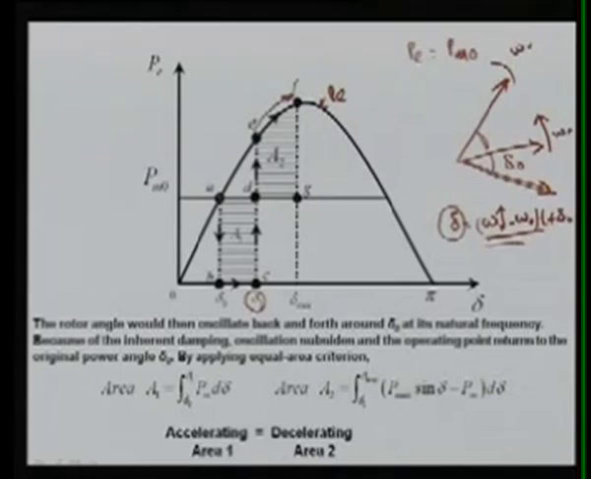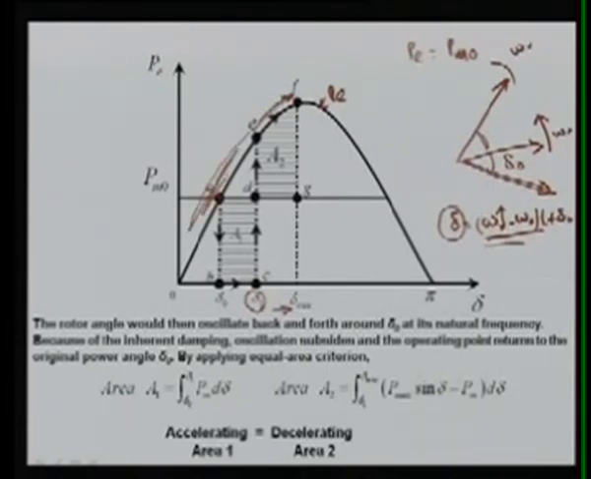So again you can see the delta keeps on increasing here until it is delta max. Here again this de-oscillating power is 0. Then again it will find that this is more than this. It will try to retard, and again it will come back.